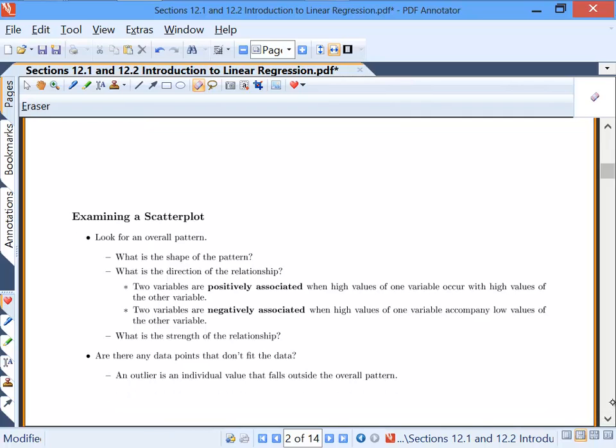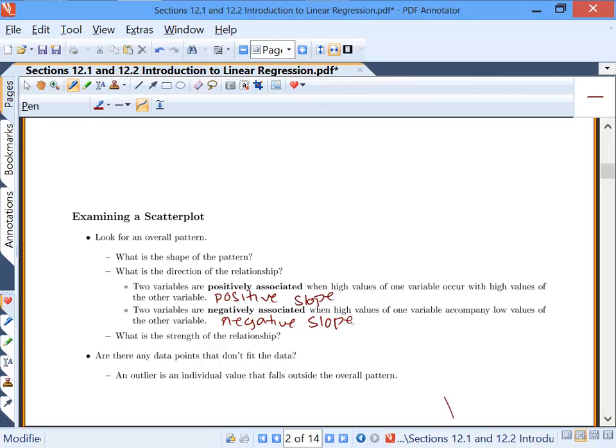So we want to look for overall patterns. Is there a shape to the pattern? What is the direction of the relationship? Does it seem to be going up or down? Two variables are positively associated when high values of one variable occur with high values of the other variable. This would mean we have positive slope. Two variables are negatively associated when high values of one variable accompany low values of the other variable, which would be negative slope.